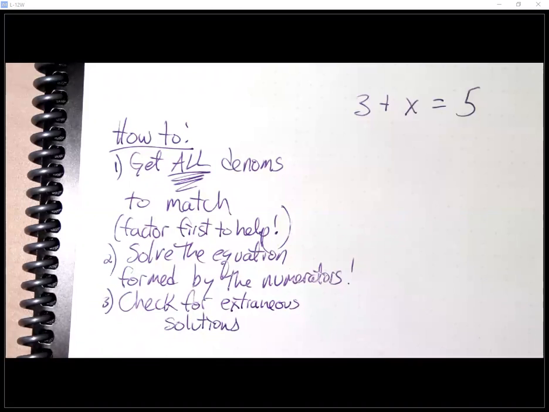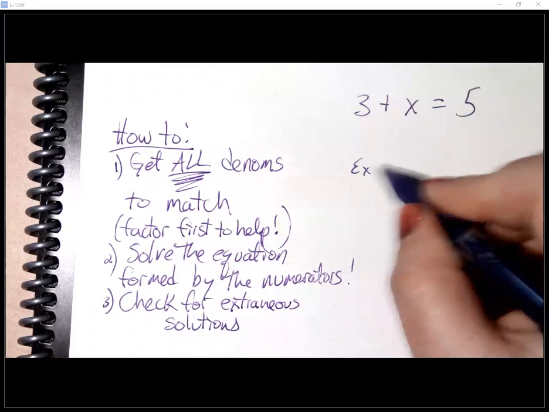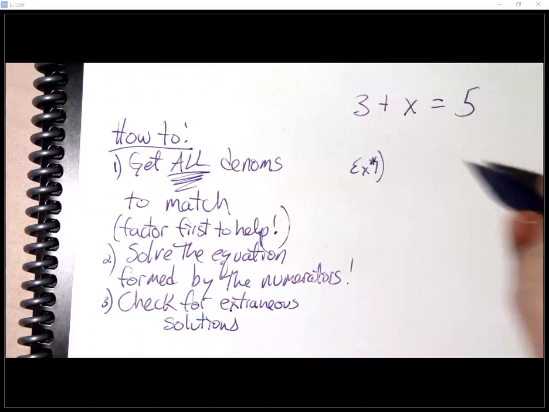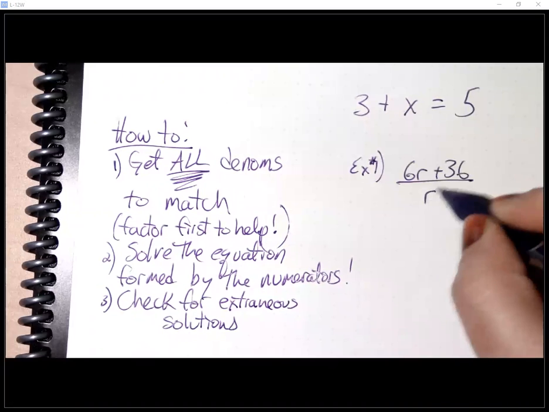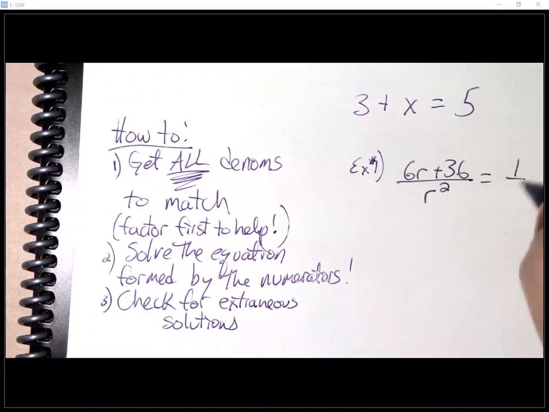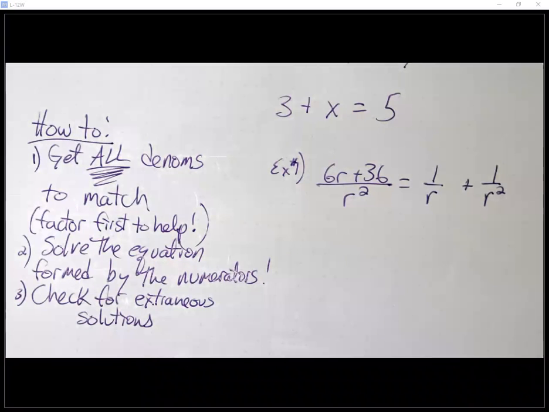So we're going to start off relatively easy. Let's just do number 1. From your worksheet, it looks like this: 6r plus 36 over r squared equals 1 over r plus 1 over r squared. I'm looking at this and I'm like, oh gosh, I want all of my denominators to be the same. So what will I have to do to make that happen?